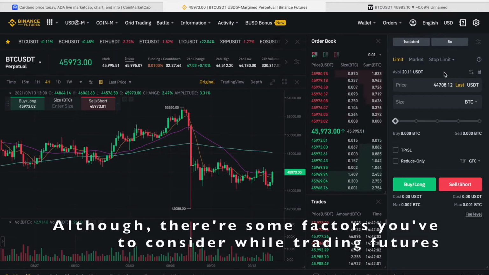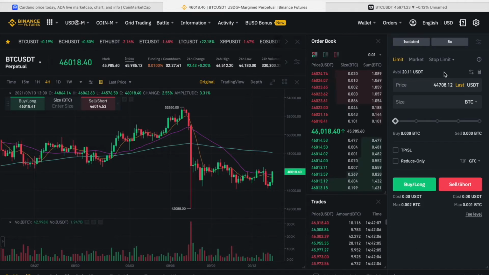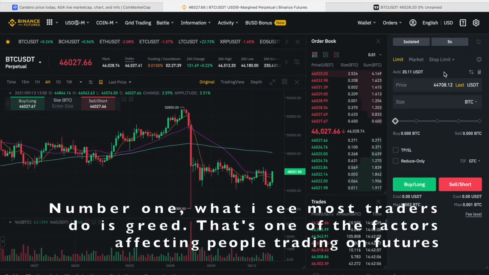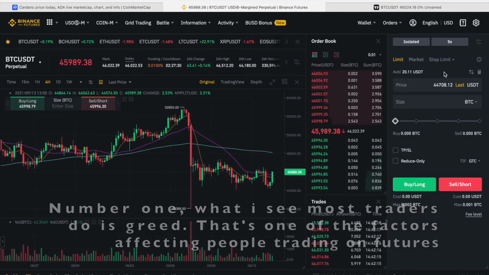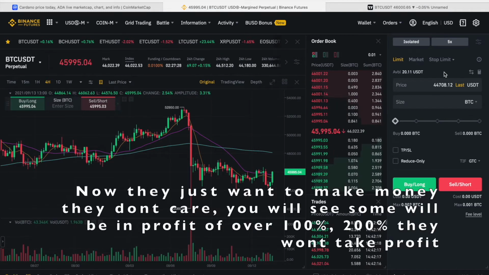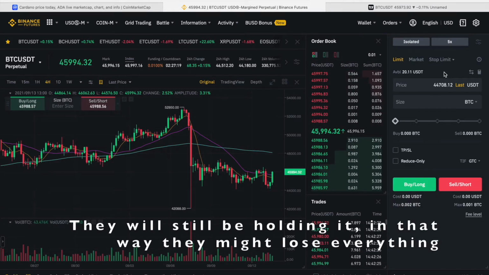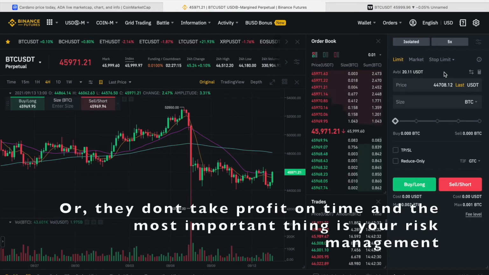Although there are some factors you have to consider when trading futures. Number one, what I see most traders do is greed. That's one of the factors affecting people trading on futures. They just want to make money. You see some will be in profit of 100%, 200%, and they won't take profit. They will still be holding it. In that way, they might lose everything, or they don't take profit on time.